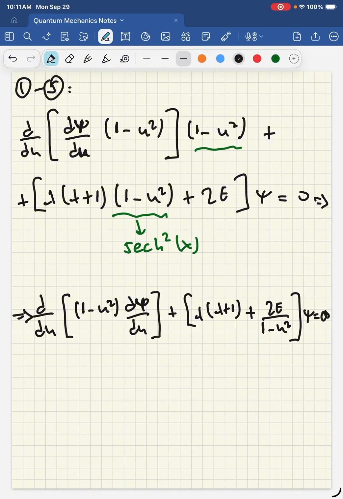Okay, hope this makes sense. So let's call this equation 6. Now comes the reason why I kept this as a first derivative and I didn't expand to get the second derivative. Okay, so let's compare this differential equation.